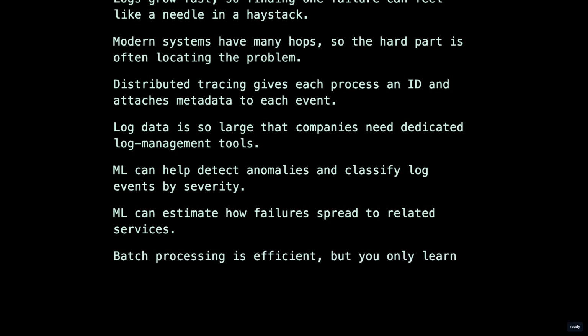Batch systems work well when throughput matters more than immediacy. They let you query large log collections with SQL or distributed frameworks, but the trade-off is that you only discover issues on the batch schedule.